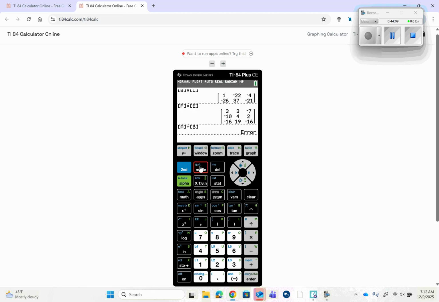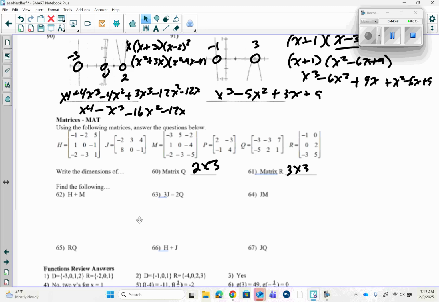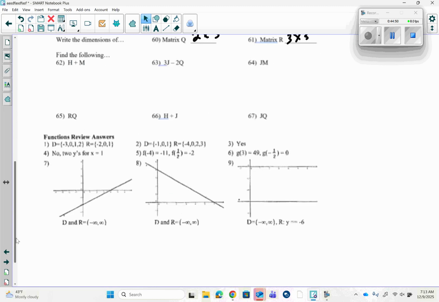Then last one, we want J times Q. So second matrix, letter J is our second matrix times Q, which is our fifth matrix. And again, the dimensions didn't match. So J is a 2 by 3 and Q is a 2 by 3. The inside dimensions don't match, so that's not going to work. Okay? And then we have all the answers down below for the next couple pages.